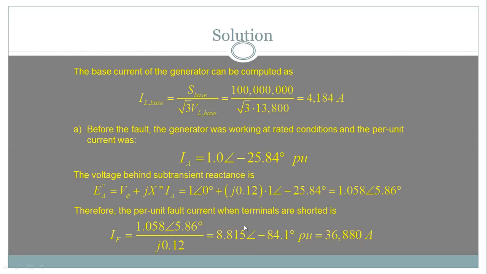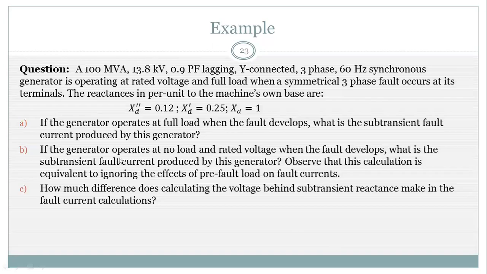Now for the short circuit current, we have to divide the internal voltage by the subtransient reactance, which is j0.12. Then we can find the subtransient per unit fault current. If we multiply this with the base value, we can convert this per unit current to the ampere value. So this is question number A.